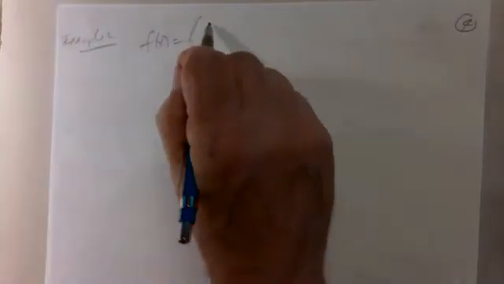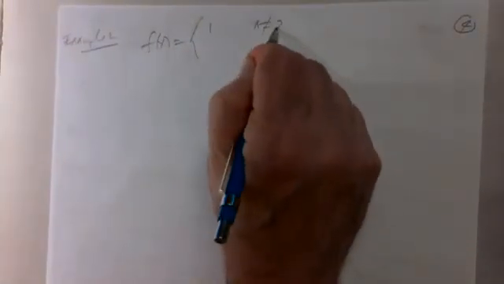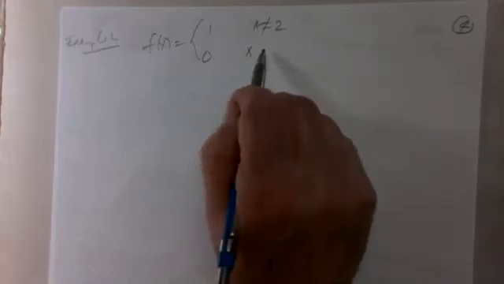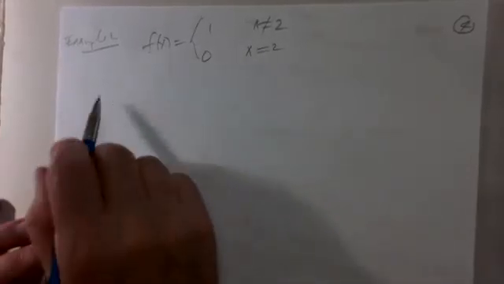Here is example 2 in the text. Suppose we define the function f of x as follows. For all x different from 2, the function is equal to 1. And when x is equal to 2, the function is equal to 0. What does the graph for that function look like?